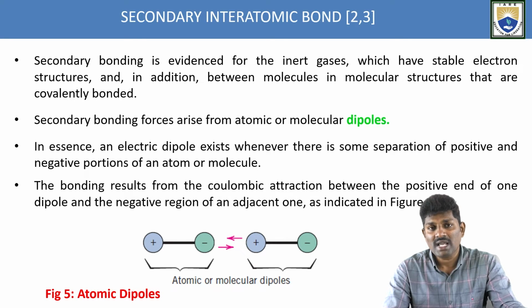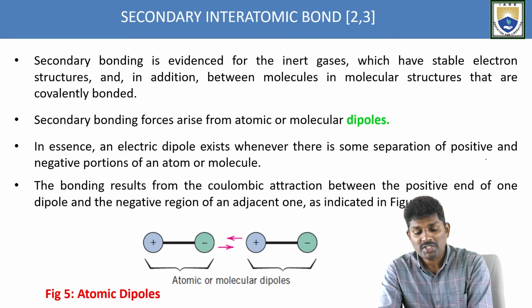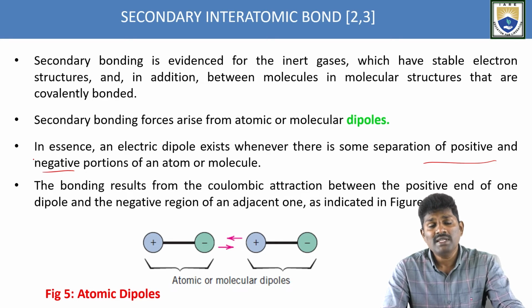So how we are getting the attraction between the molecules based upon the secondary type of bonding is based upon the dipoles. These dipoles should be arranged in the different charges. If you arrange them in positive and negative charge, you'll have this type of secondary bonding based upon the dipoles. So what is happening here? The electron dipoles exist whenever there is some separation of positive and negative. So always there is a force of attraction between the molecules when different charges are available.